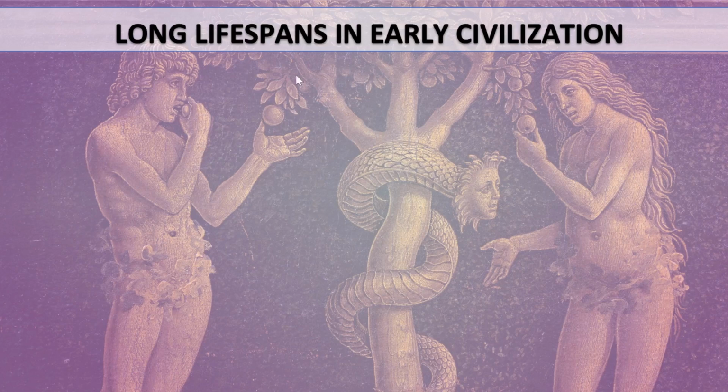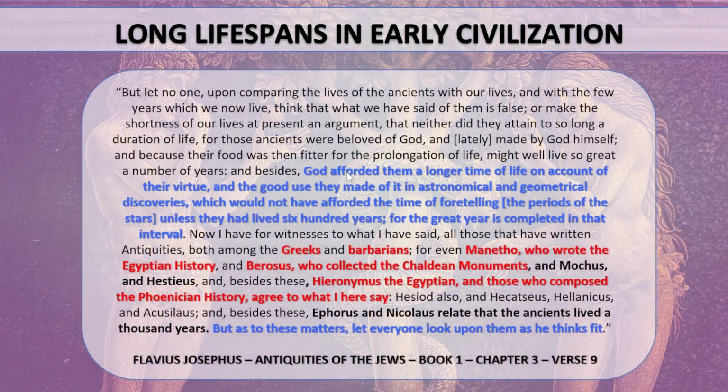All right, so now let's just very quickly talk about lifespans in early civilization, because a lot of people, myself included, had a real hard time coming to terms with, did people really live this long? And we're going to just look at Josephus here. And I agree with what Josephus is saying, and I kind of came to the same conclusion: how did the civilization really explode? How did these people map out the stars?